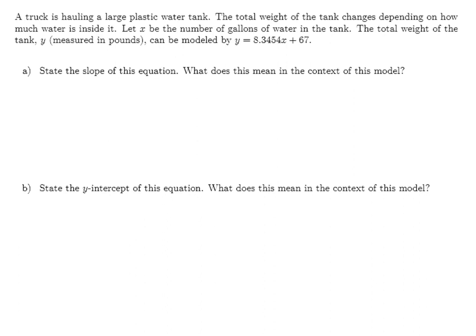So, the slope of this equation, let's look at that. So we have this y equals 8.3454x plus 67, and thinking about y equals mx plus b, we can simply look at that equation and state the slope. So the slope is the coefficient on x when the equation is written in slope-intercept form, and so in this case it's going to be 8.3454. So we'll write down that the slope is 8.3454.